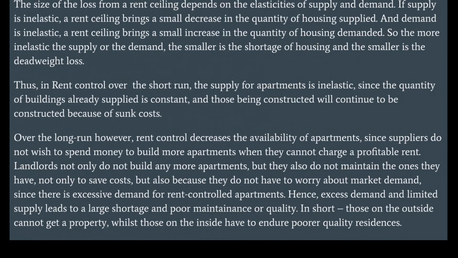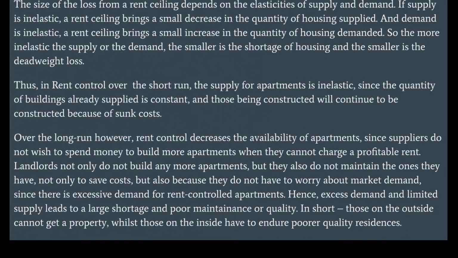The size of the loss from a rent ceiling depends on the elasticity of supply and demand. If supply is inelastic, a rent ceiling brings a small decrease in the quantity of housing supplied. And if demand is inelastic, a rent ceiling brings a small increase in the quantity of housing demanded. So the more inelastic the supply or the demand, the smaller is the shortage of housing and the smaller is the deadweight loss.